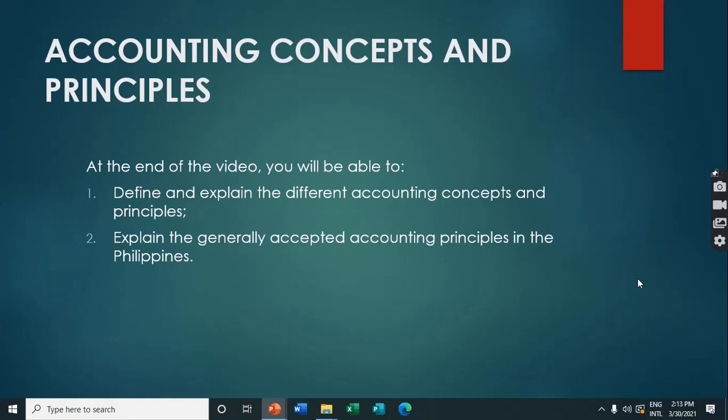Now, let's go to the accounting concepts and principles. So, at the end of the video, you will be able to define and explain the different accounting concepts and principles. Explain the generally accepted accounting principles in the Philippines. Ayan. So, papag-aralan natin lahat yan.